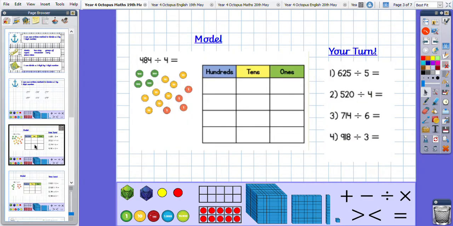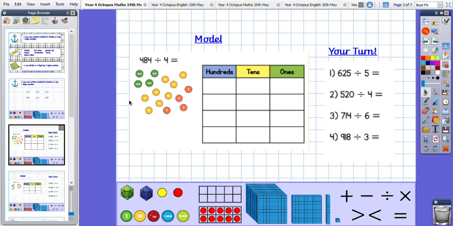So moving on to 3 by 1-digit division, we are going to look at using counters. 484 divided by 4. So I have represented the number 484 using counters, and I have used a place value grid and separated it into 1, 2, 3, 4 rows. So now I need to equally share my counters between these 4 rows to divide 484 by 4 equally.